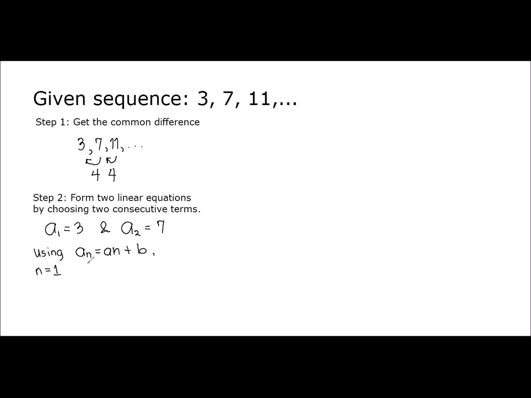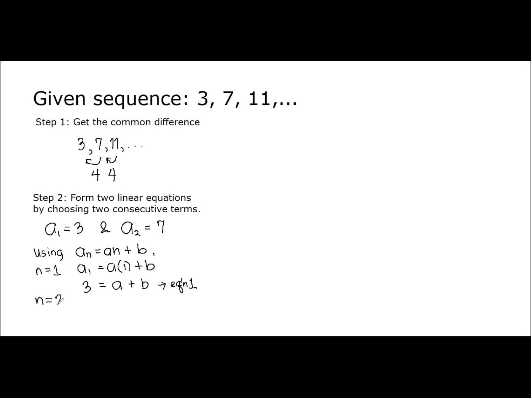So let's start with n is equal to 1. We will replace all n by 1. So a sub 1 is equal to a times 1 plus b. Then simplify. We all know that a sub 1 is 3, and then a times 1 is a plus b. So that is our first equation. 3 is equal to a plus b is also similar with a plus b is equal to 3. So that is another property.